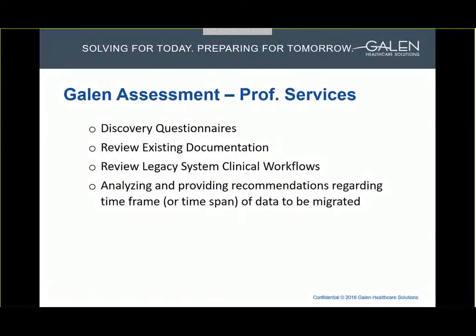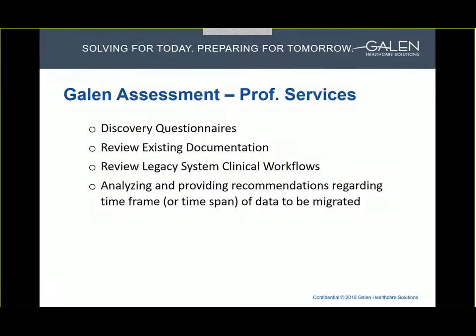All right, thank you, Tyler. So as mentioned, I'm now going to run through a few of the items and processes that take place from a professional services standpoint during a typical data migration assessment. So one of the first steps in our assessment process is to develop and deliver a customized discovery questionnaire.